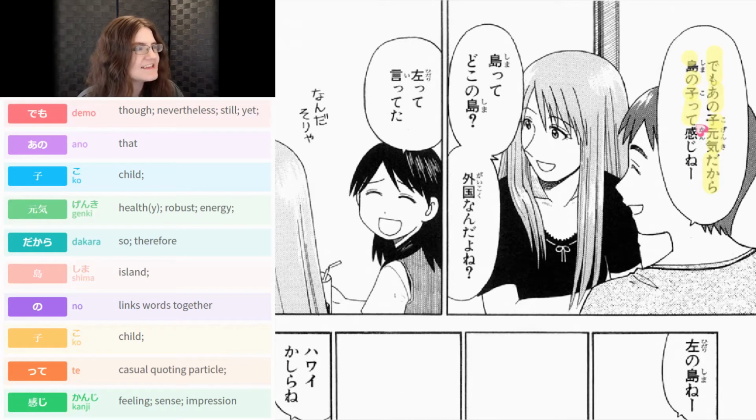And then te, this is the casual quoting particle. I just kind of think it's like air quotes around island child. And then kanji is feeling. She's got that island vibe. And then ne is emphasis. She's like, but that kid has a lot of spirit, therefore she has the same feeling, the same vibe as an island child.